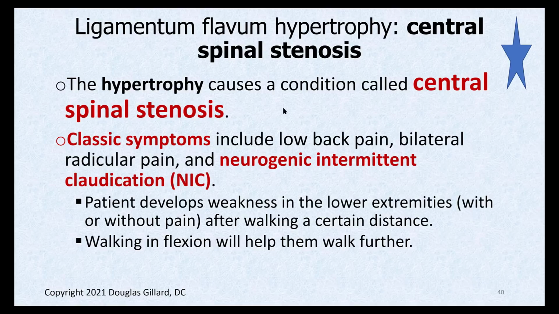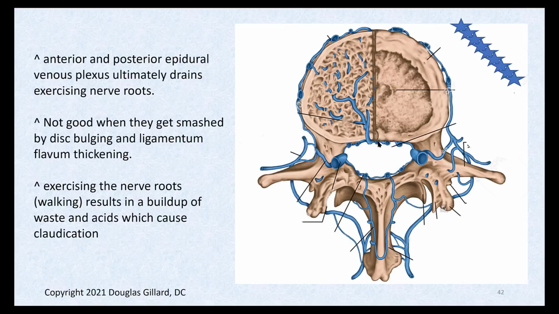Well, there's a very important set of veins that surround the vertebral canal. It's called the epidural venous plexus. And you can see that they go right down, and there's lots of little branches that go to all your nerves that aren't drawn here. But if you crush these veins severely and they don't work very well, and you go work out, what's going to happen to your nerves? Waste and acid is going to build up in your nerves, and they're going to stop working. And that's what these patients with central stenosis experience: their legs literally stop working after they walk a certain distance, depending on how crushed this blood supply is.